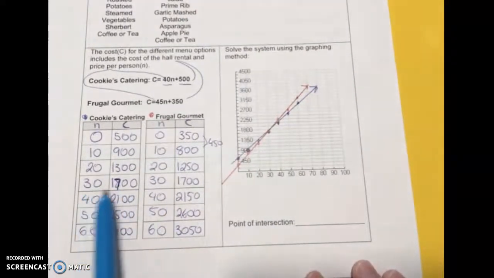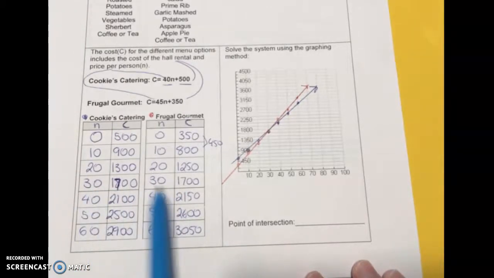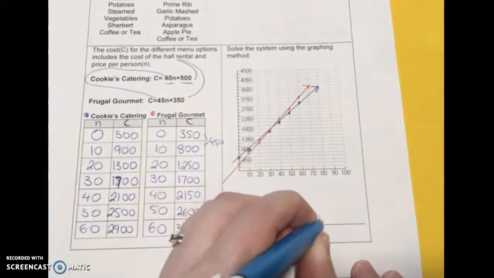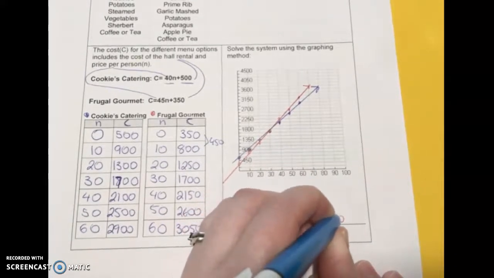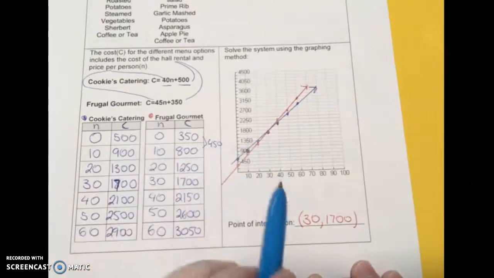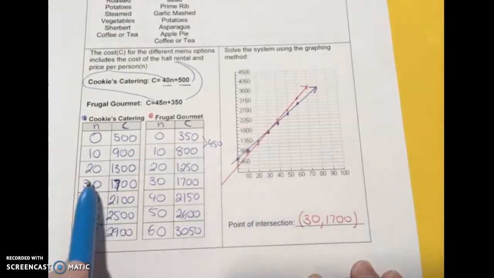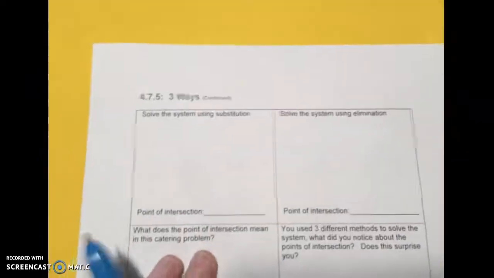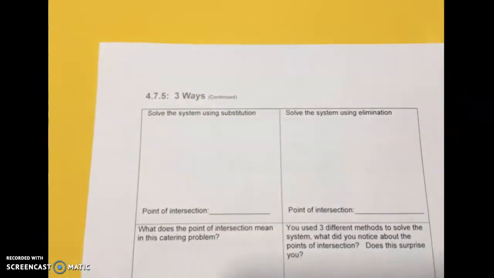And look, they both have the exact same point at 30 and 1700. So our point of intersection is 30 and 1700. That's where those two companies have the same price for the same number of people. So that's our solution.